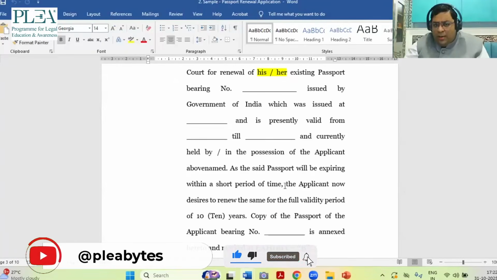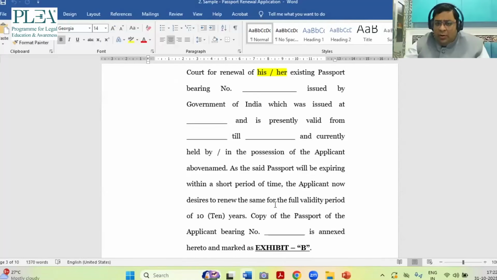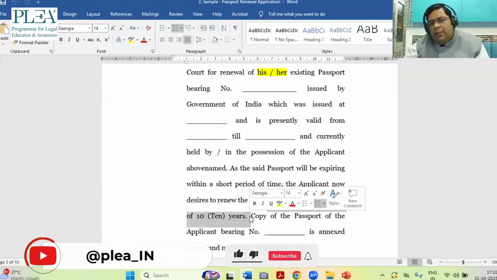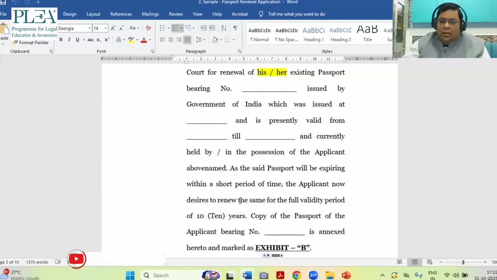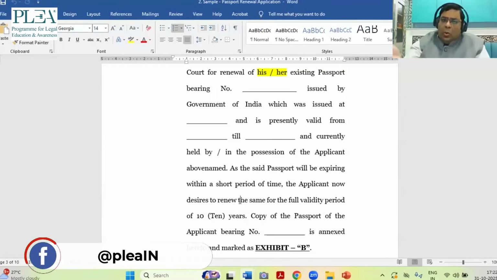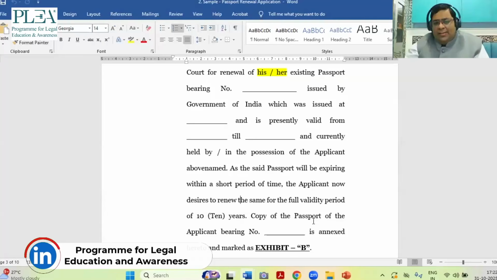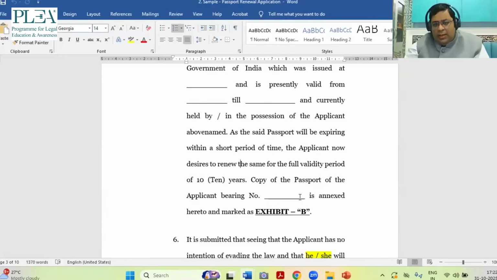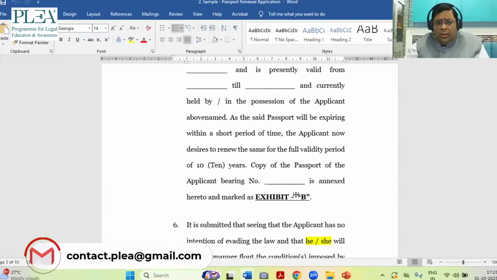Since this expiry date is nearing within a short period of time, therefore he now desires to renew the same. I prefer putting it directly for a full validity period of 10 years. There are the judgments which I said support the full validity renewal of 10 years. Now, most important is to annex the front side and the back side where the details of the applicant are mentioned in the application as an additional exhibit. So, exhibit A was the bail order copy, B is the passport.